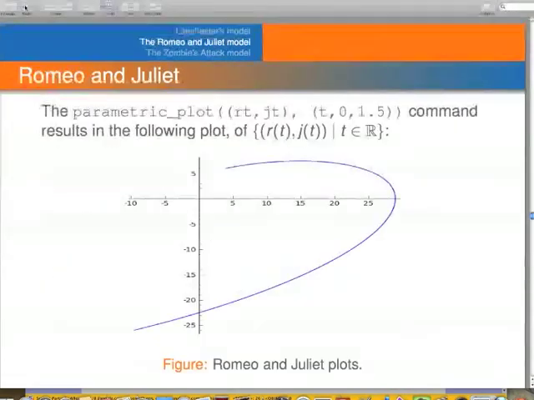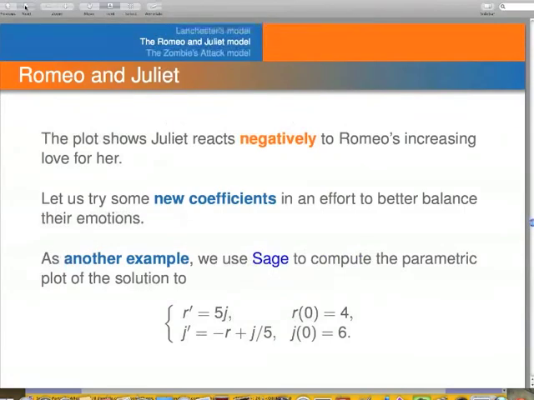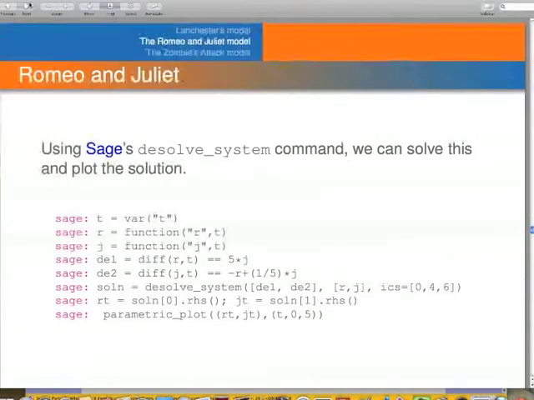Let's try some different coefficients. Here's another example of different coefficients. And let's try doing the same thing using yet another method of solving systems of differential equations using Sage. This is a one-line command called dsolve. The only point is you have to set this up very carefully.